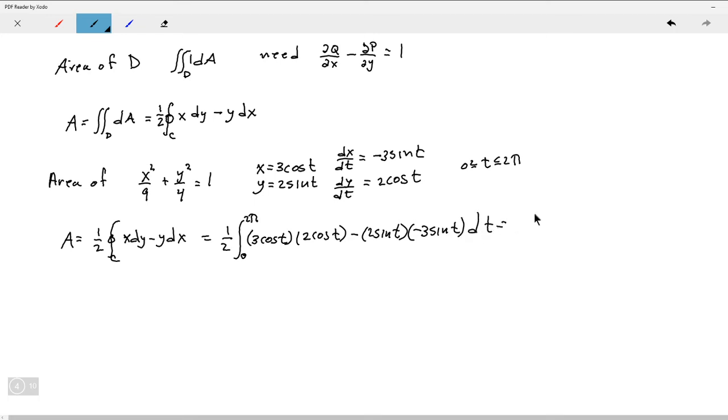And now if you look at what happens here, this is going to be 6 cosine squared t, minus minus makes that plus, that's again going to be 6 sine squared t, so that whole thing is equal to 6. So we end up with 6 times 1/2, so that's going to be 3. And then that's just going to be dt, right? 1 dt. So we end up with 6 pi, right? 6 pi as our final answer.